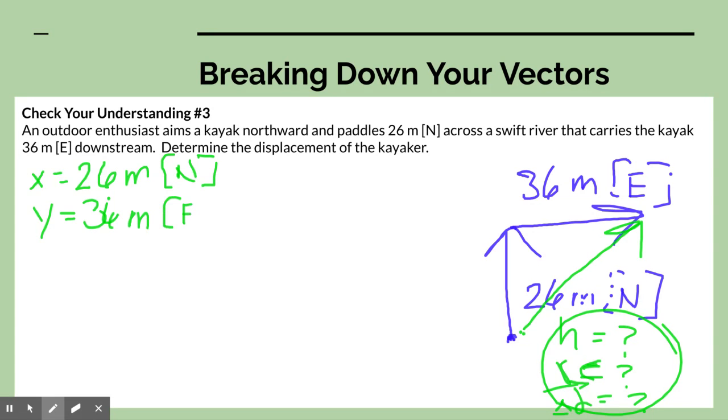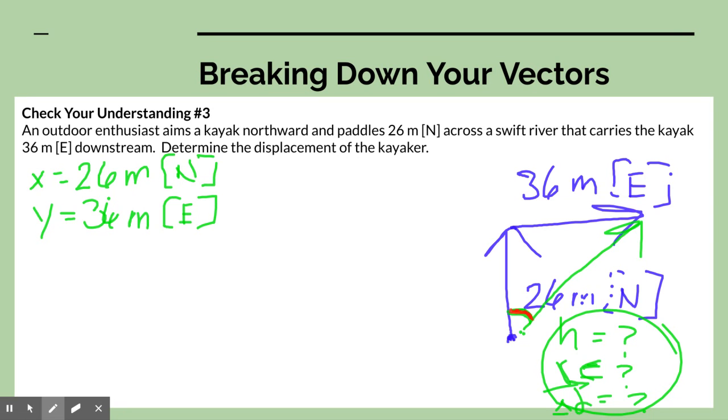Now, we can do a number of things here. We could use tangent to find theta, specifically this theta right here, the red one. If we wanted to find that angle, we could use tangent, which is opposite over adjacent. Or we could start with using Pythagorean's theorem to find our resultant. But let's go with tangent first.